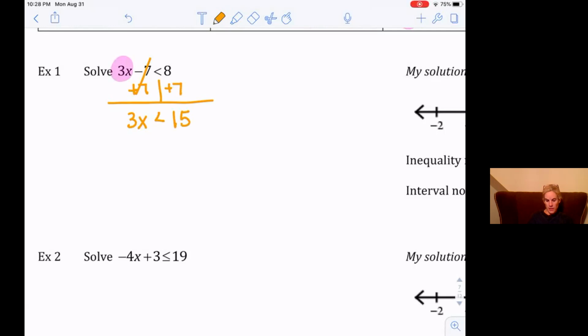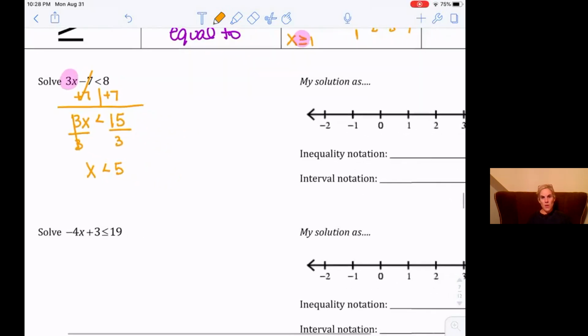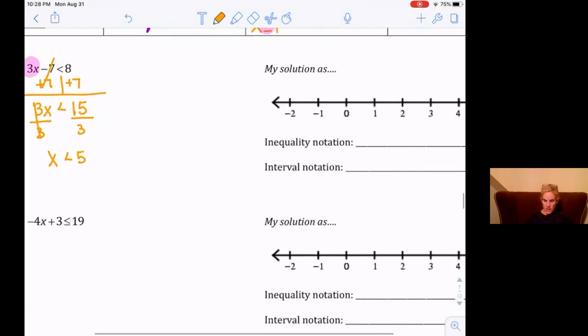And then from here, to get the x by itself, we want to get rid of the 3, so divide by 3 using inverse operations, and we would get x is less than 5. All right, so inequality notation, x is less than 5. Interval notation, I'm going to come back to.